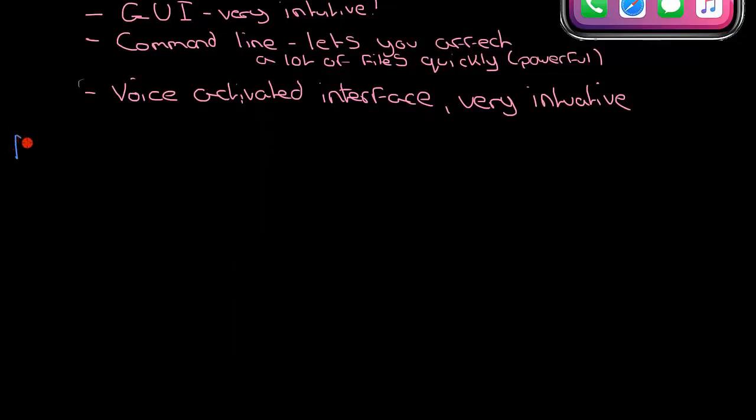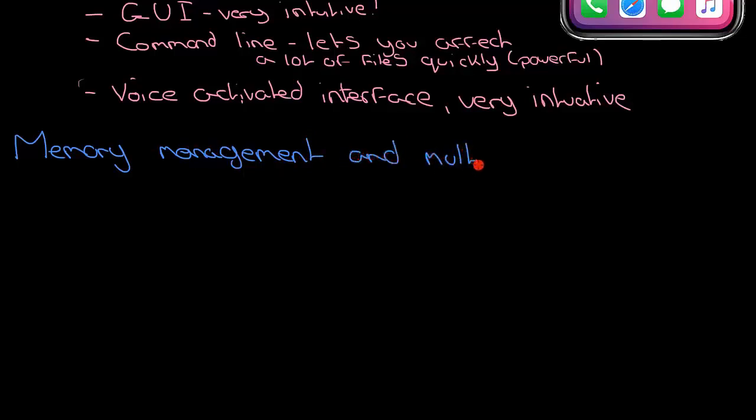So let's talk about memory management and multitasking. First off, what is multitasking? It's the idea that you can run more than one program at a time on a computer. And can you believe that you didn't used to be able to do that? You could only run one program at a time. But nowadays we're used to having multiple things open.